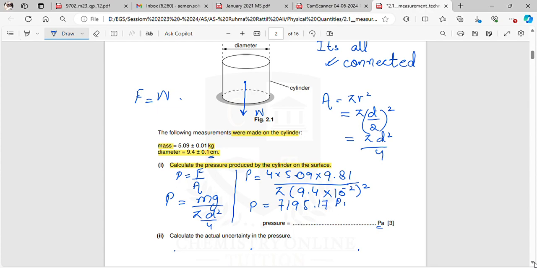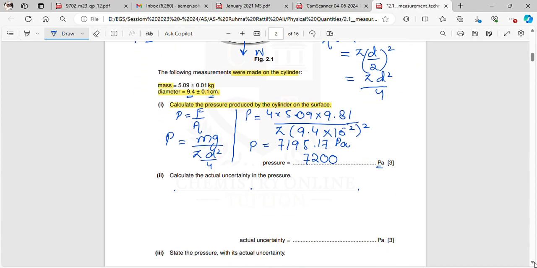My answer that I'm getting is 7195.17 pascals. But one more important thing that I have to follow here is to look at the significant figures. Since the least significant figures here are 2, I'll answer this in 2 significant figures, and it's going to be 7200 pascals.